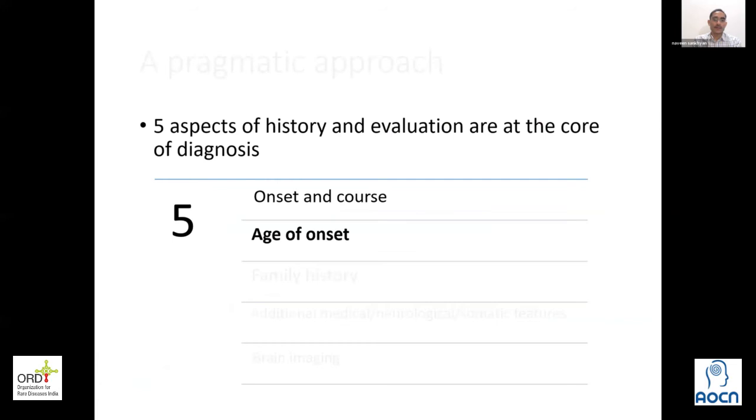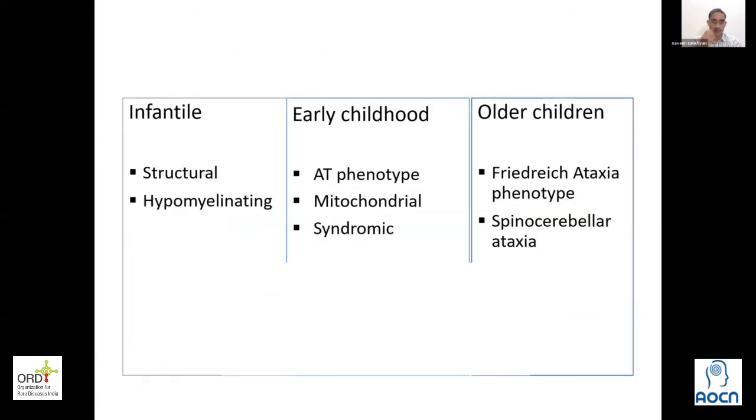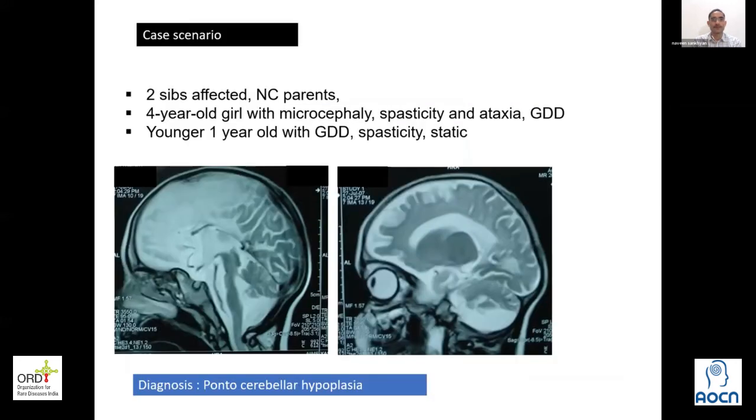So next comes the age of onset, and it is important to differentiate the ataxias based on age of onset. The infantile onset ataxia is generally due to structural causes or due to a congenital deficiency in myelin development. For the early onset ataxias, the classical phenotype is ataxia telangiectasia, but you could also get early onset mitochondrial diseases as well as some syndromic ataxias. We'll see a few examples of these disorders. In the older children, the classic phenotype to remember is Friedreich's ataxia and its differentials. And rarely in children, you would get a spinocerebellar ataxia.